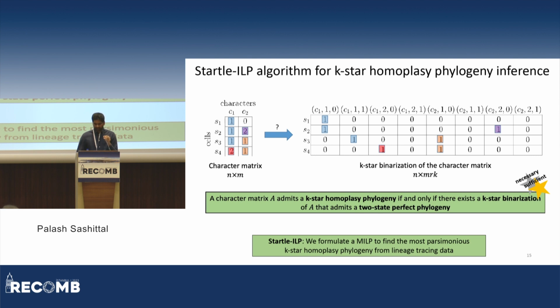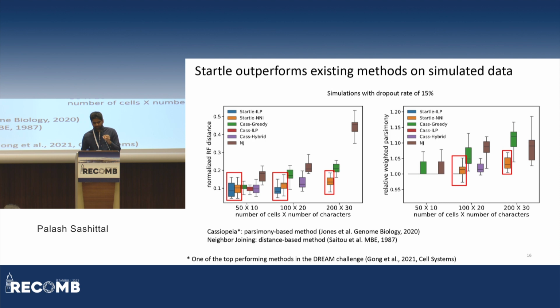So now we compare our methods to existing methods for lineage tracing on simulated data. We simulate with realistic missing data dropout rates of 15%. We compare against Cassiopeia, which is another parsimony-based method. It was one of the top-performing methods in the DREAM challenge I talked about earlier. And we also compare against more standard phylogenetic methods like neighbor joining.